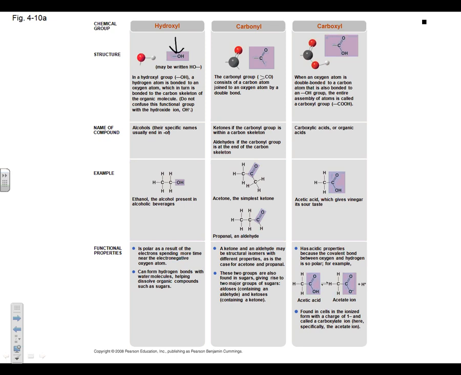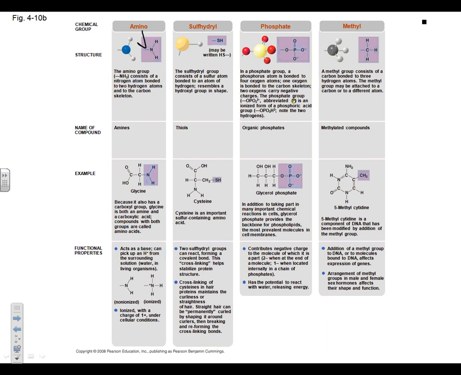Hydroxyl has an OH as a functional group. Carbonyl has a carbon double bonded to an oxygen. Carboxyl has a COOH, with one of the oxygens being double bonded to the carbon. We've got the amino group, which is NH2. Sulfhydryl, which is SH, sometimes written but rarely HS. We've got a phosphate group, which is PO4. And we've got the methyl group, which is CH3. The functional groups give that particular compound its characteristics.